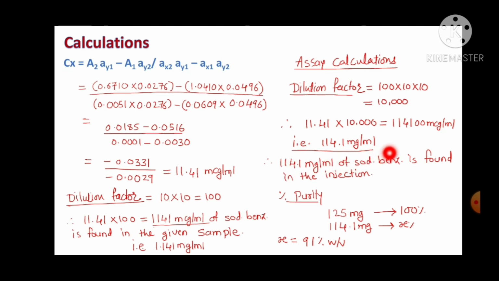So 114.1 milligram per ml is the concentration of sodium benzoate found in the injection. Then we can find out the percentage purity. The label claim says each ml contains 125 mg of this sodium benzoate. If it is there, then it will be 100% pure, and practically we are getting 114.1, then what will it be? We can do the cross multiplication, and here it is coming 91 percentage W by V, that is the unit we can give here.